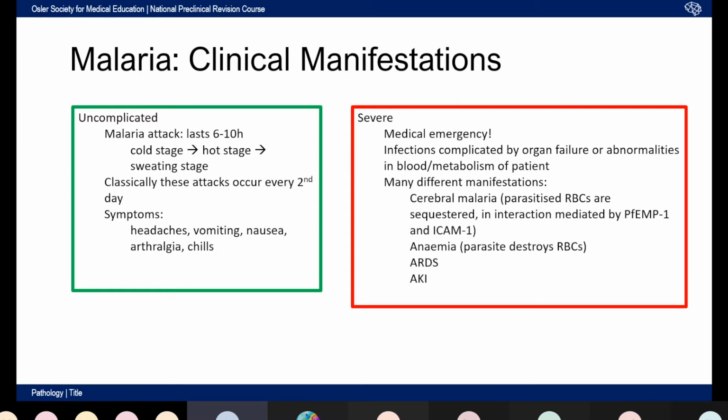Then severe malaria is a medical emergency. And this is when the infection of malaria is complicated by organ failure or abnormalities in the blood or metabolism of the patient. And there are lots of different manifestations of this, and I've listed some of them on this slide. So for example, cerebral malaria, which is when the parasitized red blood cells are sequestered in the brain in an interaction mediated by one of the parasite proteins, PfEMP1, and ICAM1, which is on the vascular endothelium.